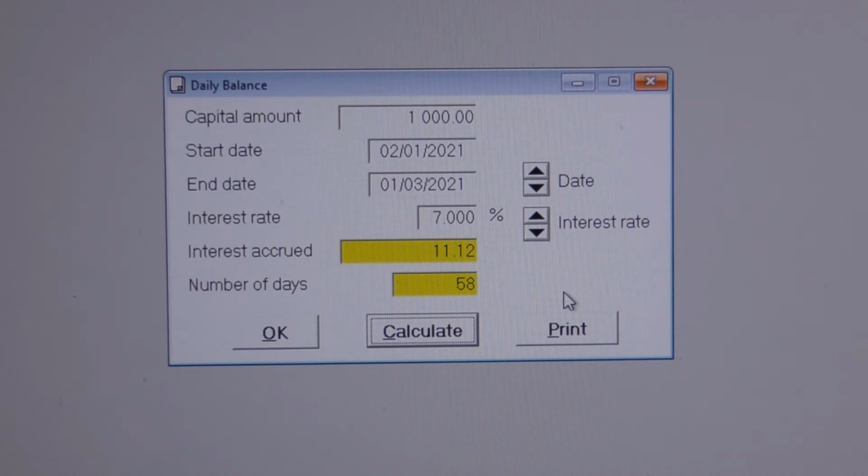We can use these spin buttons to easily change the date and the interest rate. For example, if we decide to pay back the amount on 20th of February, we click the date down arrow button and we can see as the end date changes, the number of days and interest accrued are recalculated.